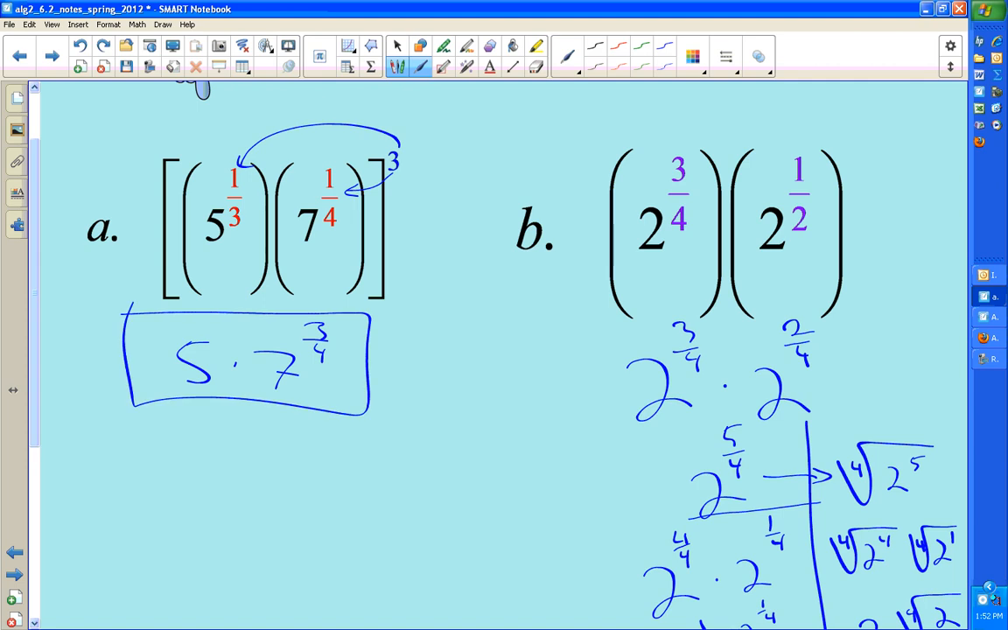For me, because I have a number times a number to a power, I tend to want to do 5 times the 4th root, 7 cubed. But that's a personal choice. If you write it that way in the first place, I don't know, ask Tyler.